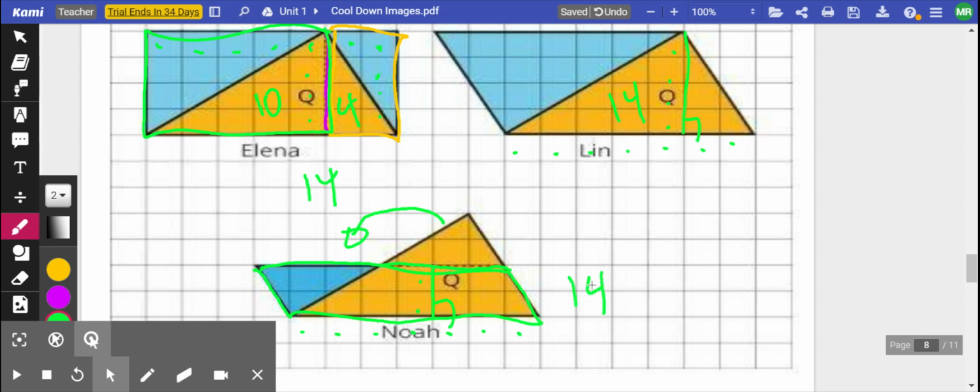And since to create the parallelogram, all Noah did was decompose and rearrange the triangle, we know that does not change the area. So therefore, all three students reasoned about finding the area of the triangle as 14 in different ways.